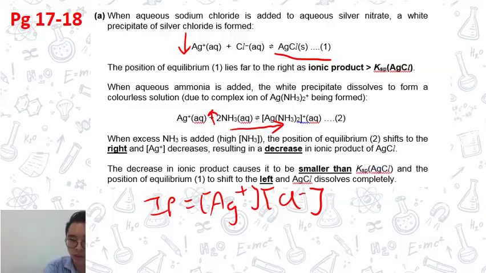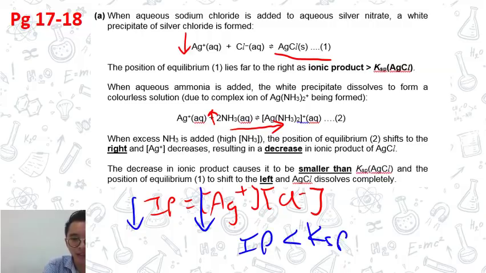So as you add ammonia, equilibrium 2 will shift to the right and Ag plus will drop. What happens is your ionic product will decrease. As your Ag plus drops, IP will drop, and eventually IP will drop until it's less than Ksp, resulting in equilibrium 1 shifting to the left. AgCl will therefore dissolve when your ionic product drops below your Ksp.